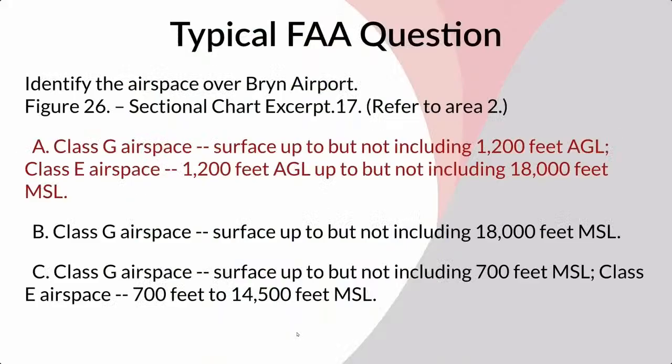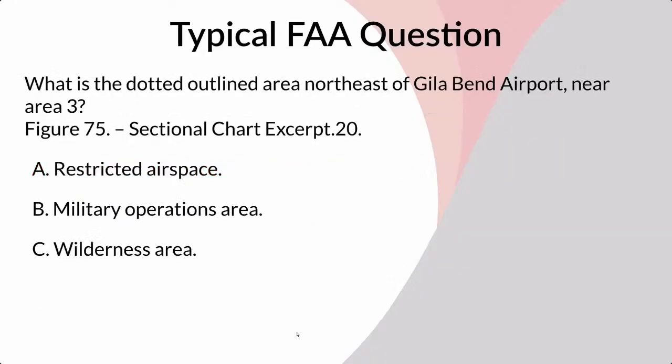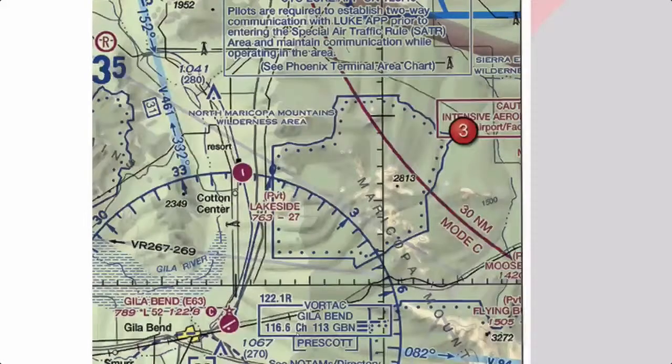So that would be an indication of Class E starting at 700. What is the dotted outline area northeast of Gila Bend Airport in Area 3? Let's go ahead and take a look at that. The area is that area right here.